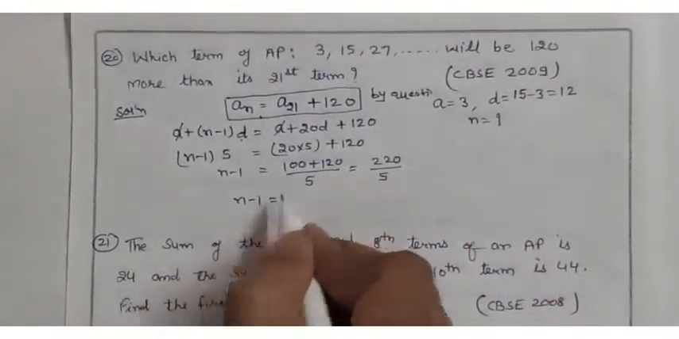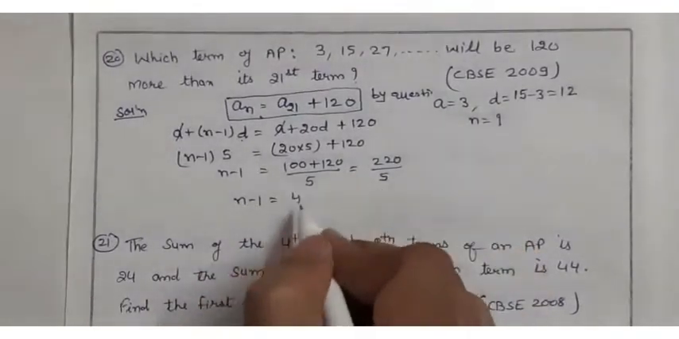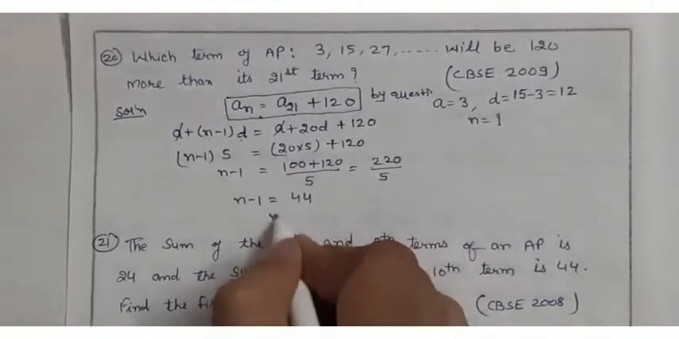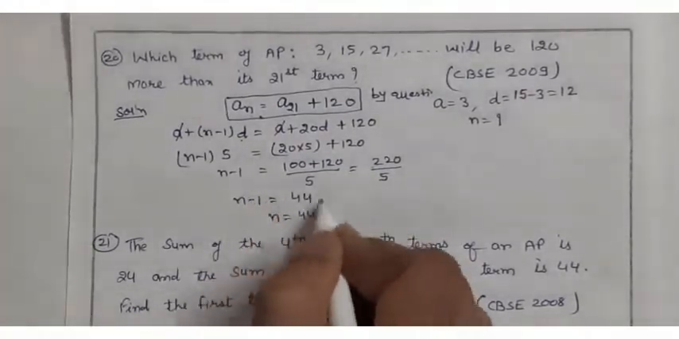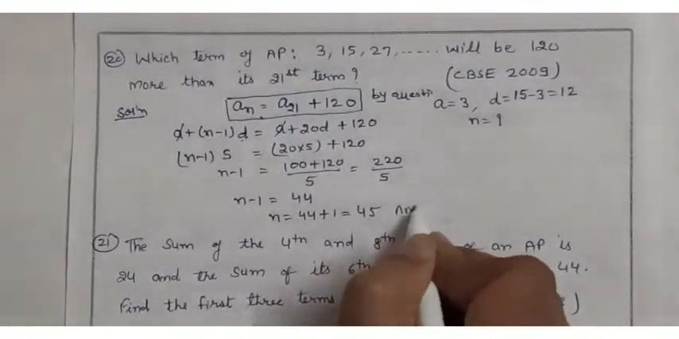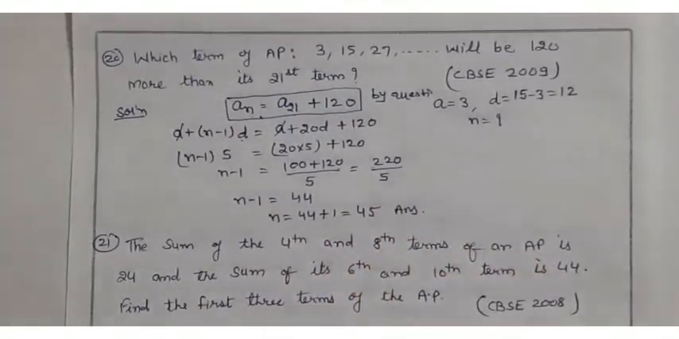Then what will be 220? 5 4s are 20 and again 5 4s are 20. Then what will be n? 44, and send 1 this side. 44 plus 1 is 45 and this is your answer.